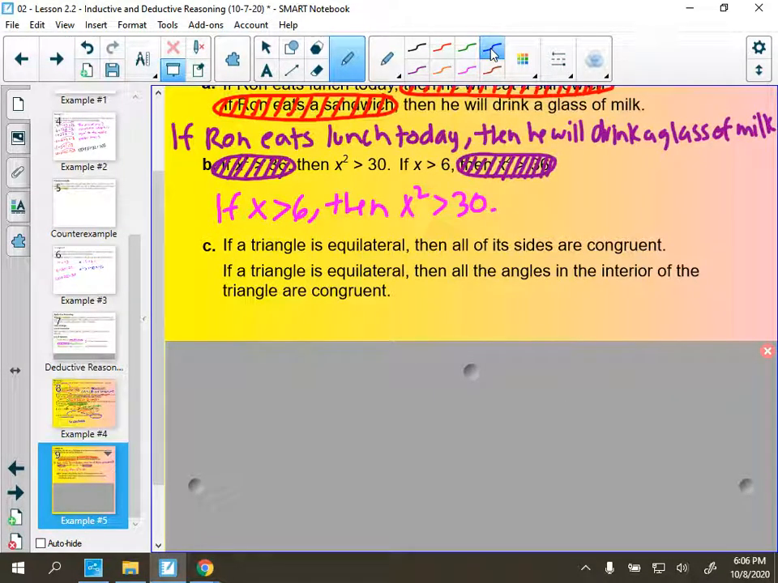If a triangle is equilateral, then all of its sides are congruent. Fair enough. If a triangle is equilateral, so I'm seeing some overlap, then all of the angles on the interior are congruent.